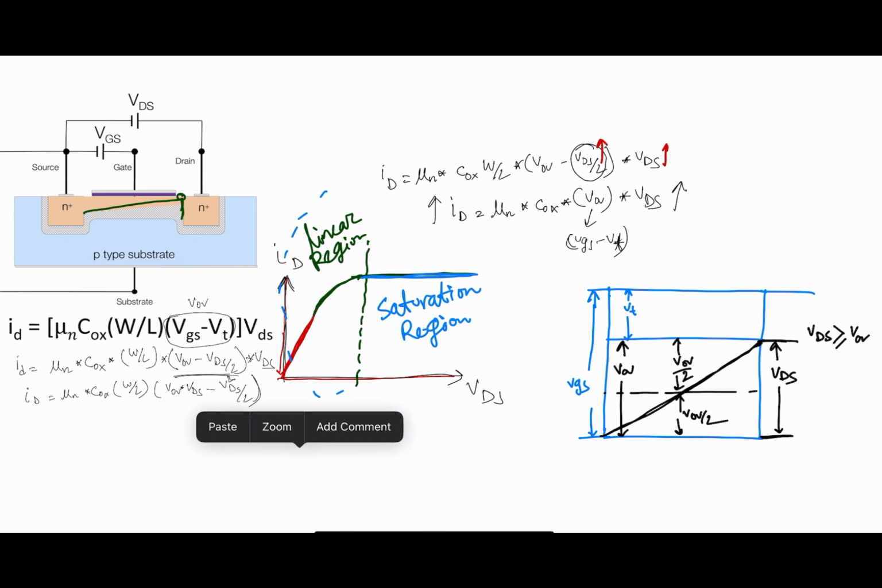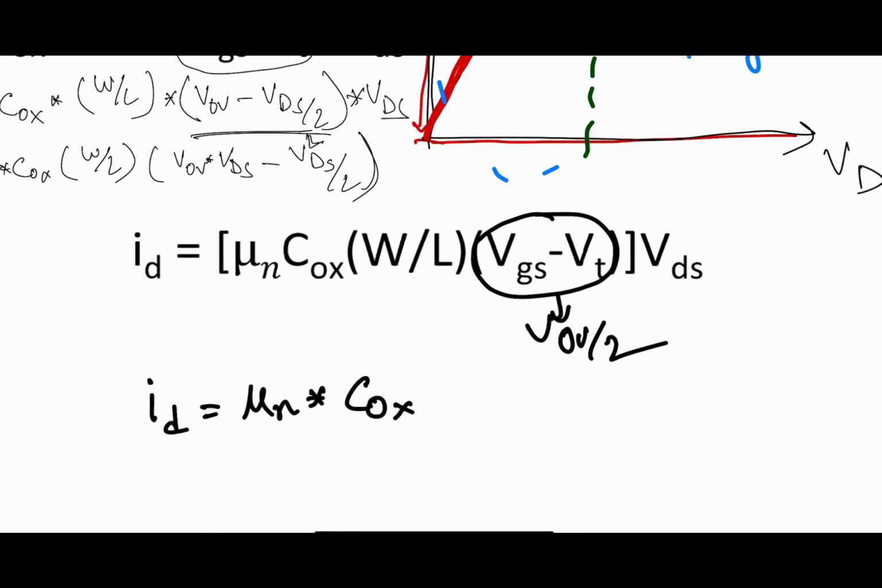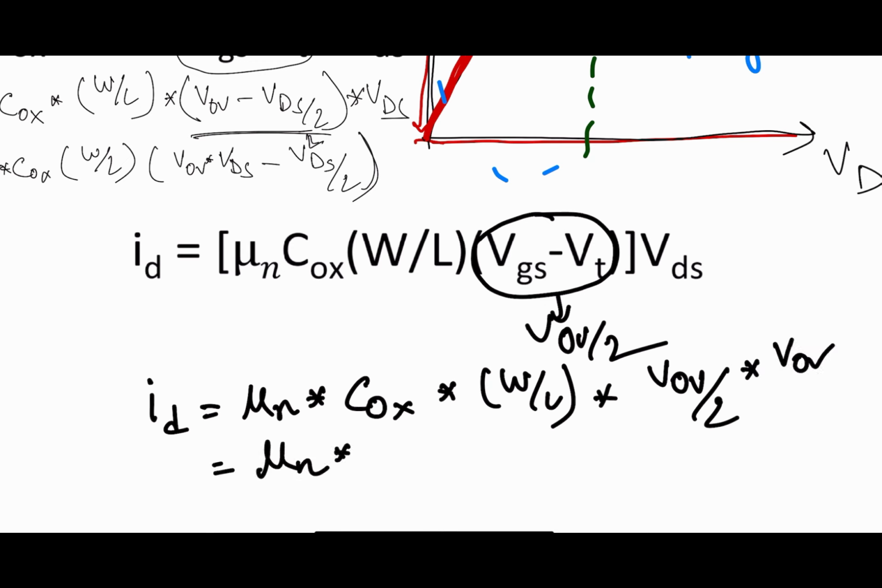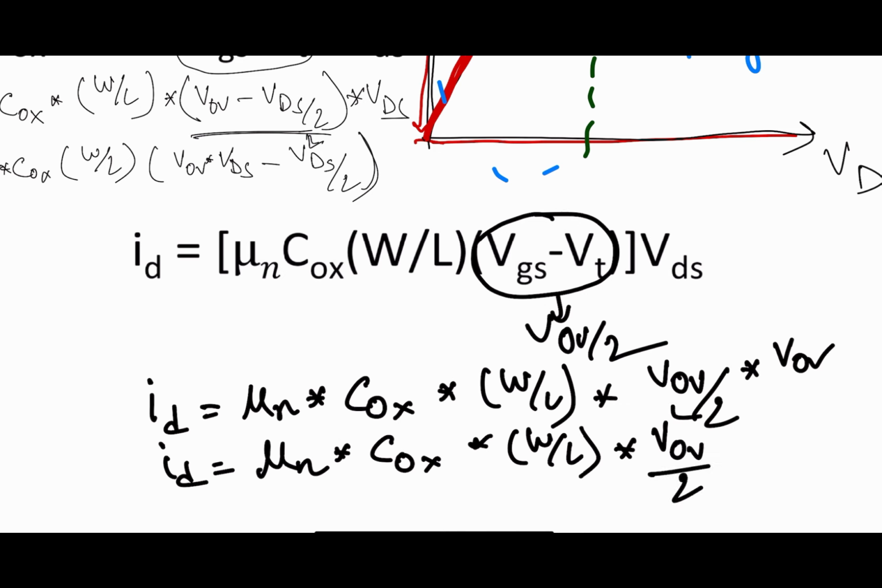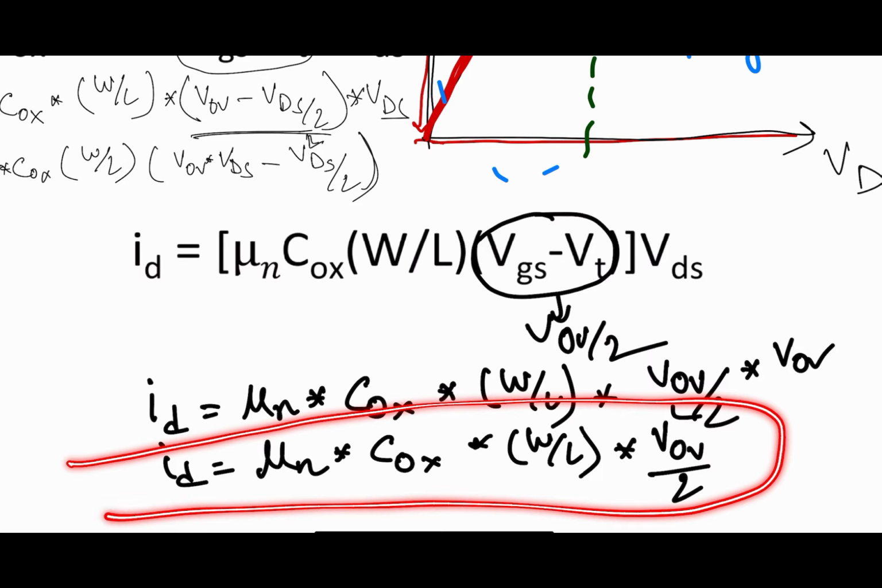So now the equation will be ID is equal to mu n COX multiplied by W by L times VOV divided by 2. And VDS is equal to VOV, as I already explained, in the saturation region. So the final equation will be mu n COX W by L multiplied by VOV by 2 whole square. This will be the current equation for the saturation region.